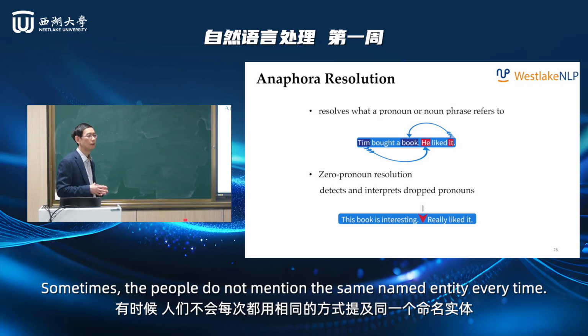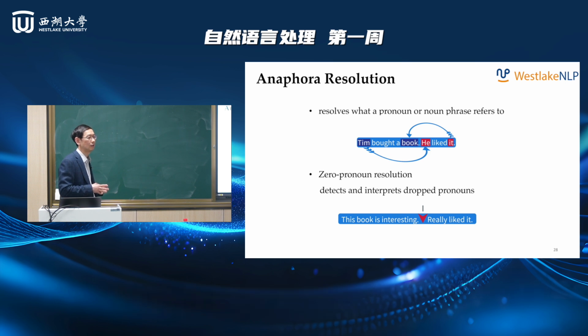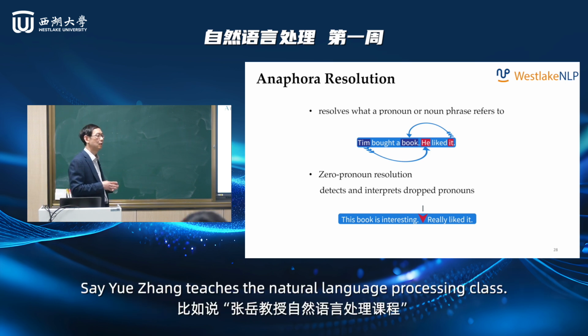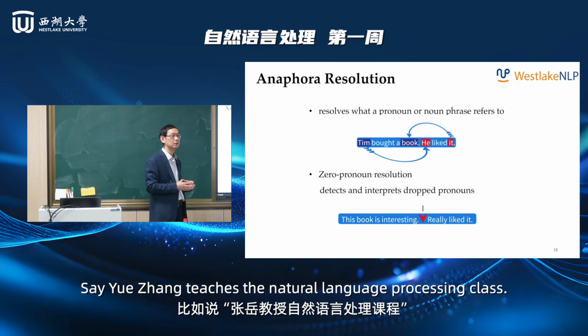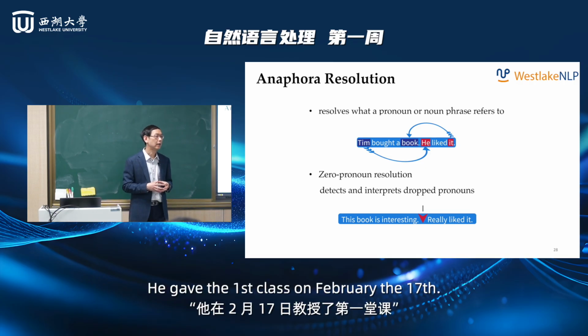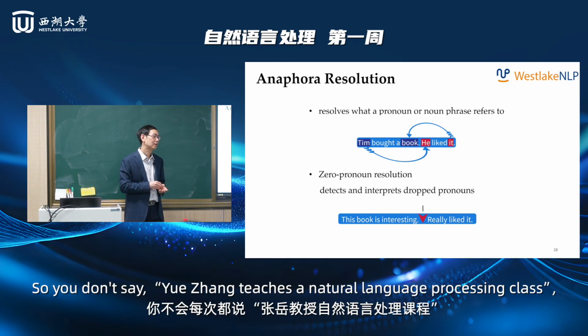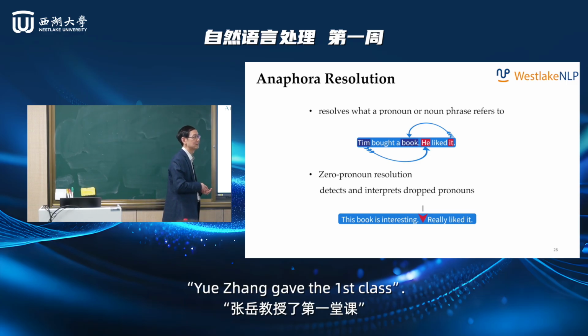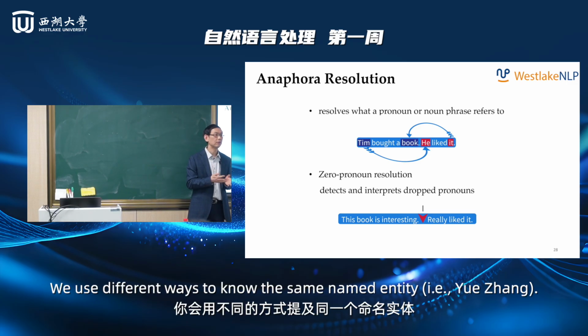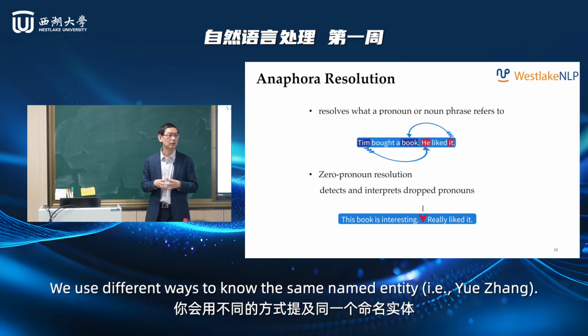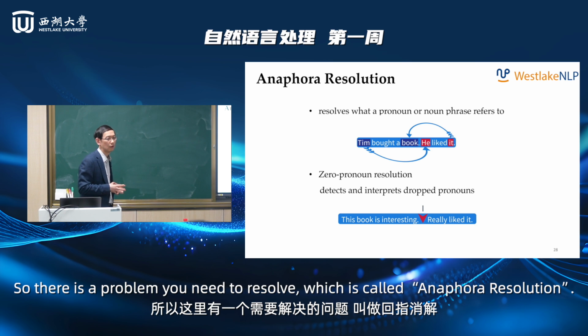But sometimes people do not mention the same named entity every time. Say, Yue Zhang teaches the natural language processing class. He gave the first class on February the 17th. Oh, there's a he, right? So you don't say, Yue Zhang teaches the natural language processing class, Yue Zhang gave the first class, Yue Zhang taught. You use different ways to denote the same named entity. So there is a problem you need to resolve, which is called anaphora resolution.